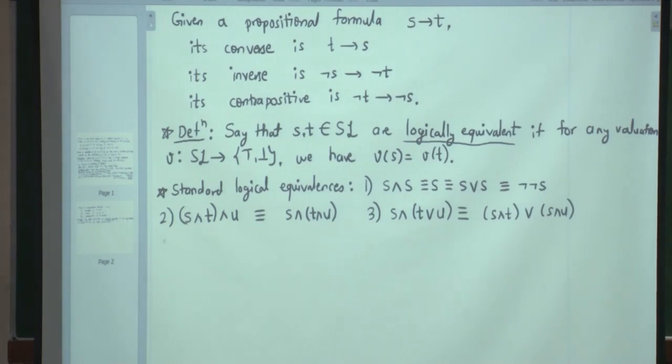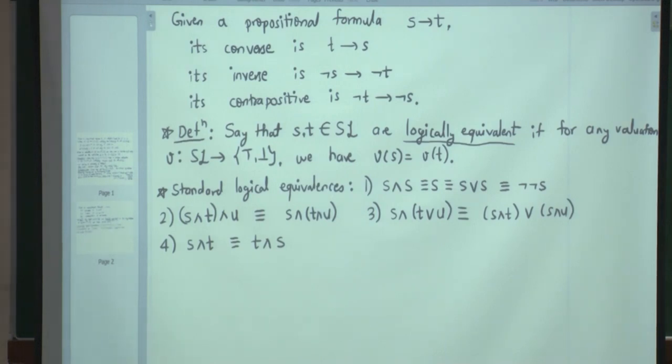Then, of course, once we are talking about distributivity, we should also talk about commutativity. So S conjunction T is the same as T conjunction S, up to logical equivalence, not otherwise. And perhaps you can list a few more. So these are logically equivalent statements.